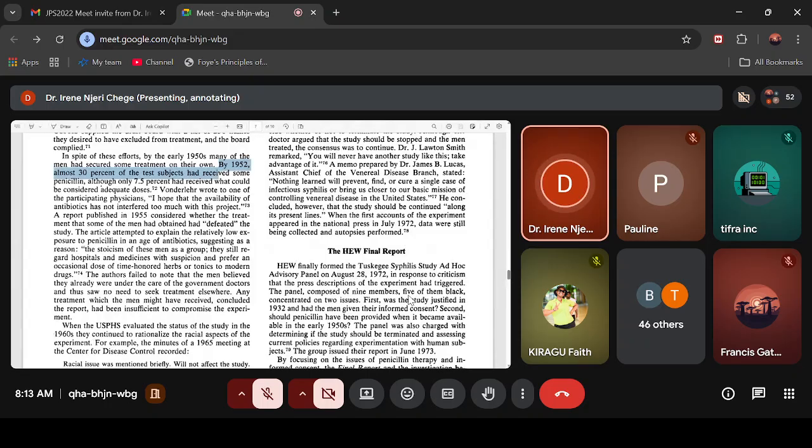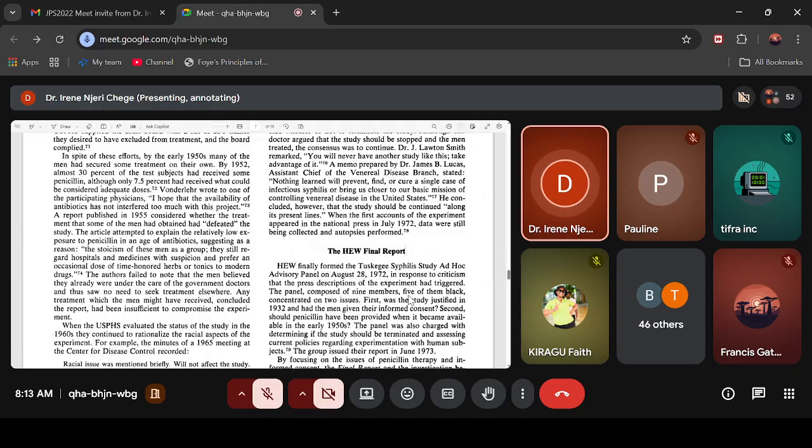By 1952, almost 30% of test subjects had received some penicillin. So already the treatment for syphilis, which even to this day is still penicillin, was already out, but they did not know. Yeah. So some men who knew someone in another hospital were able to be treated. Others still continued there. If you were not leaving this environment in Juja, you're not aware the treatment is available in Mombasa. So you're just there suffering, spreading the disease.